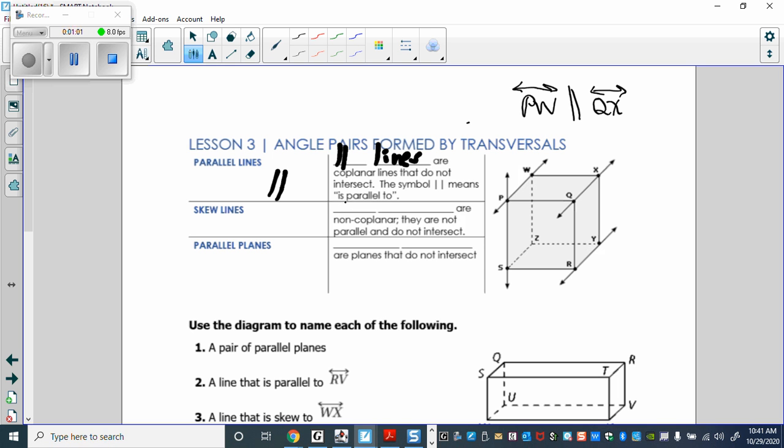Now, skew lines are lines that are non-coplanar, but they never intersect. You can think of an overpass on a bridge. So, for instance, PW would never intersect with line SR. They never intersect, but they're not coplanar. They're not parallel either.